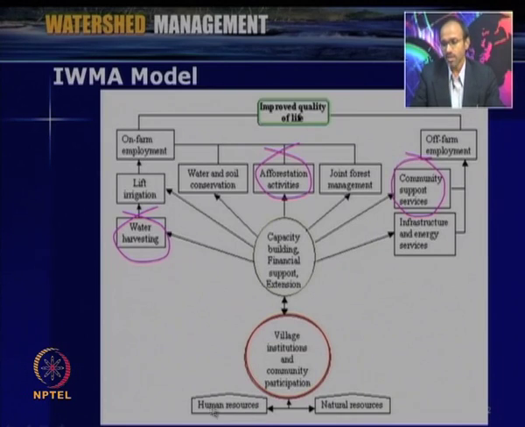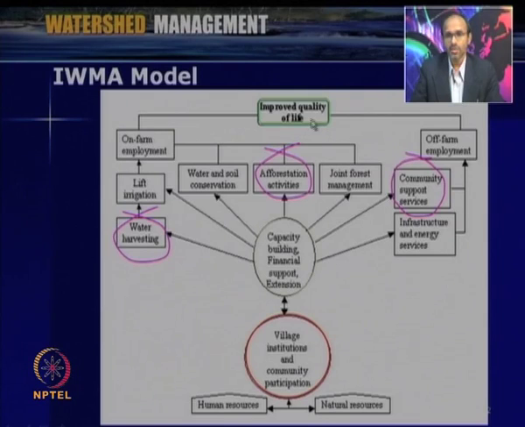The human system will be interacting with the natural system, and all the stakeholders will come into the picture. Then we will have appropriate capacity building. Then we go for various sectors like water harvesting, soil conservation, afforestation, and community support services. Finally, the aim will be to achieve an improved quality of life and poverty alleviation as far as the watershed is concerned.